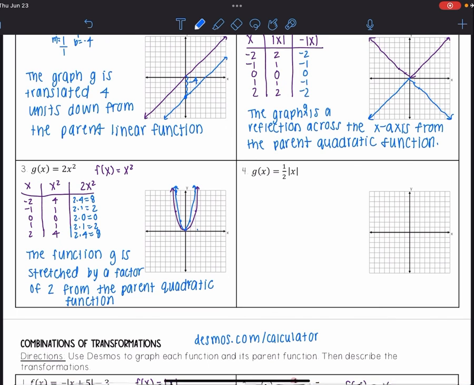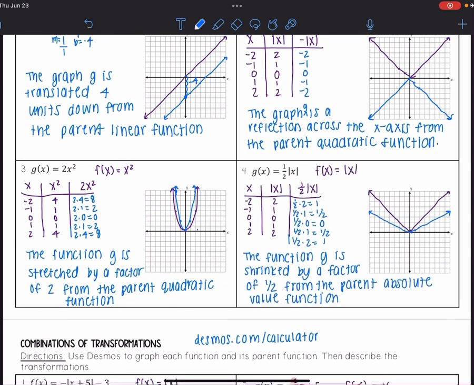Okay, go ahead and pause the video. I want you to try to do this last one on your own. When you think you have it, go ahead and press play. So this is the answer that you should have gotten for problem number 4. You should have had a graph that looks something like this.